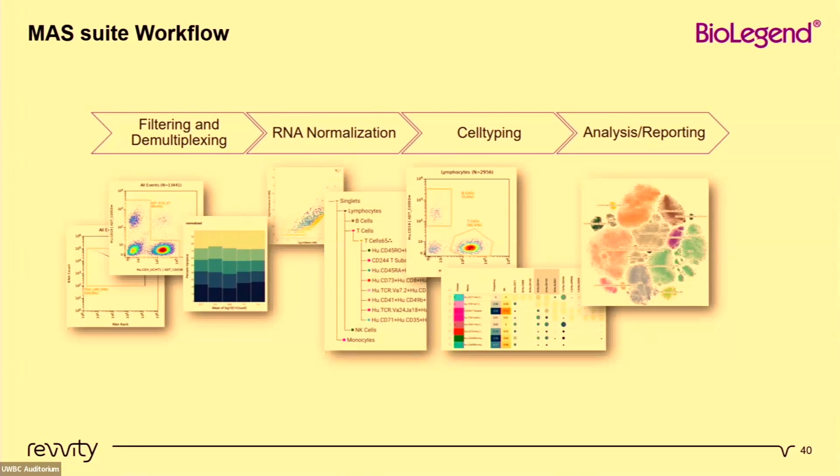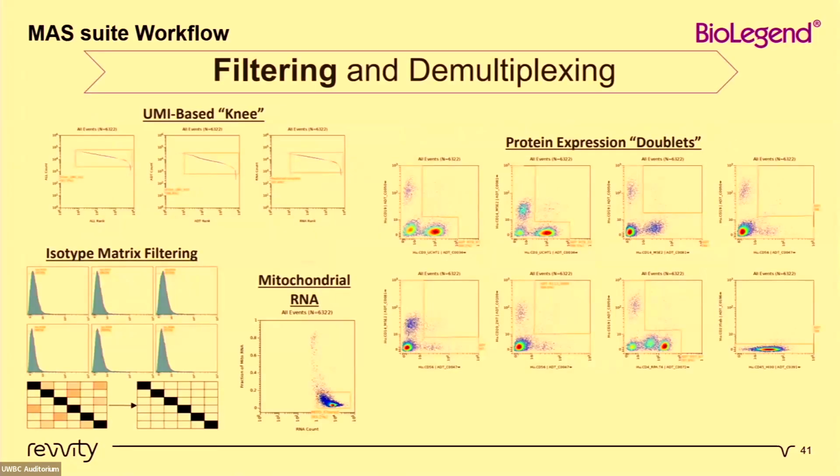So I will go through each of these steps in a little bit more detail here. But here are a couple of representative plots and pictures of things that we would do in this workflow. We'll start with the filtering and demultiplexing step. In our workflow, we start with a UMI-based filter that you can use on this knee plot to try to eliminate events that we wouldn't consider, empty cells or useless cells. Then we use the isotypes that are present in our cocktails to do some filtering.